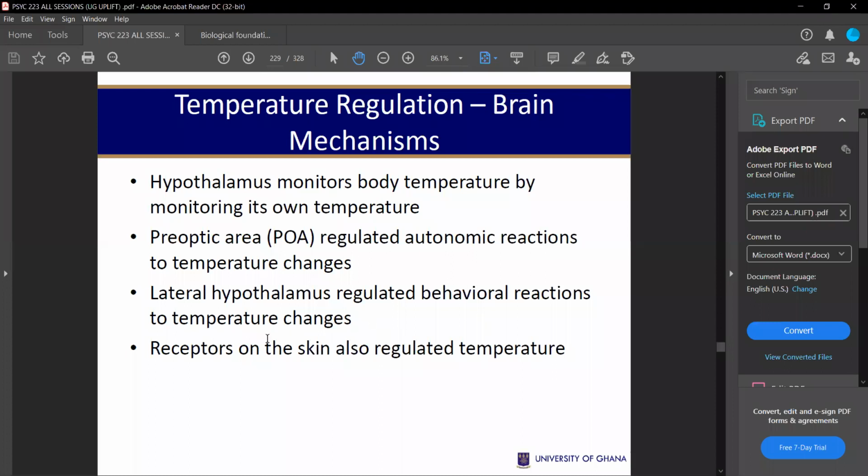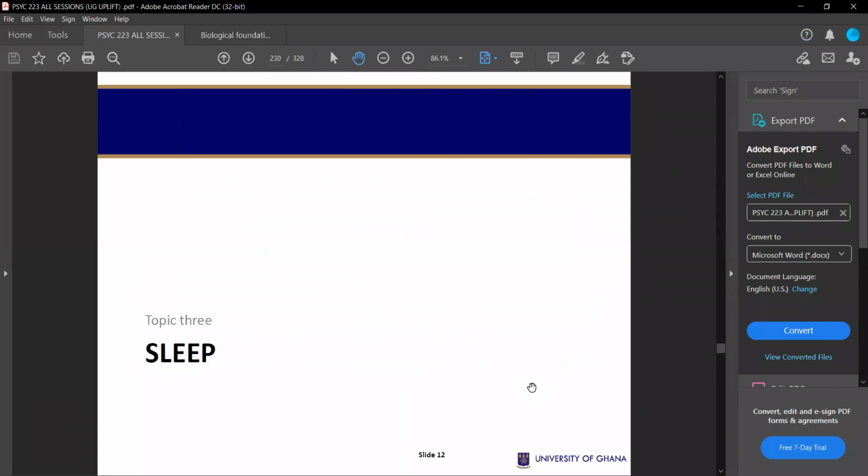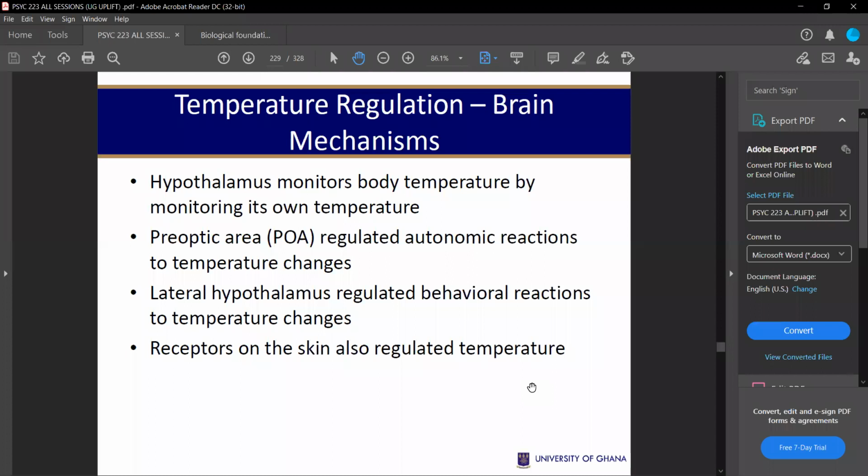And the lateral hypothalamus, as I said, informs you to make decisions so that you bring yourself back to a normal state. Like putting on clothes, or if the place is warm, you try to open the windows, or even switch on the aircon, or wear some loose clothes, or take off some of the clothes you are wearing just to feel comfortable. So that's how the lateral hypothalamus helps you to do that. All right, that's all when it comes to temperature regulation. If you have any question, please let me know.